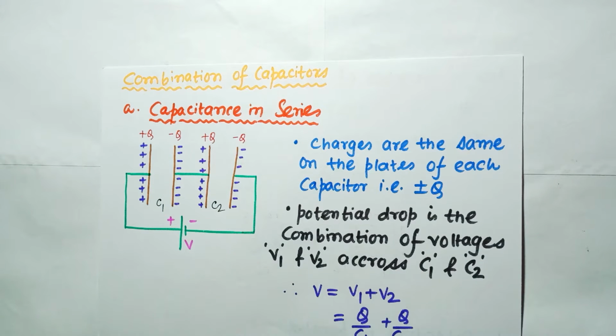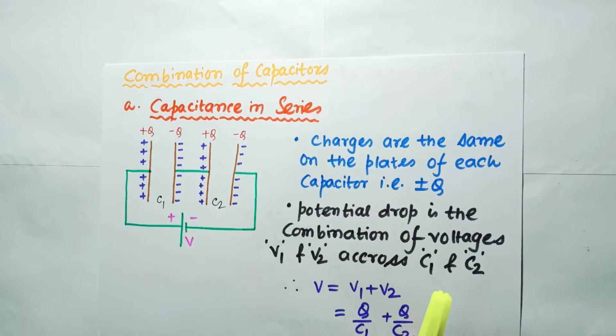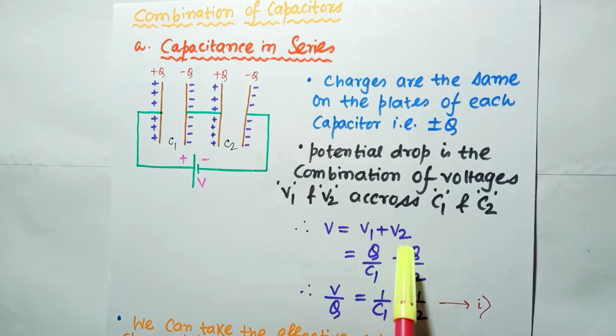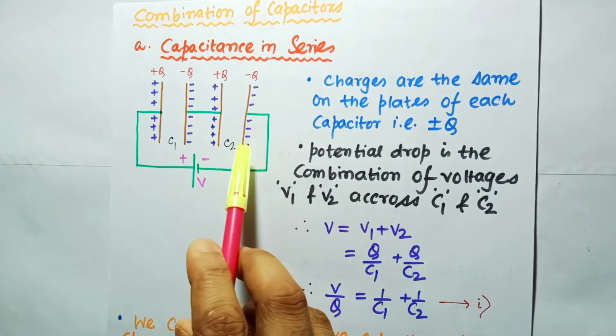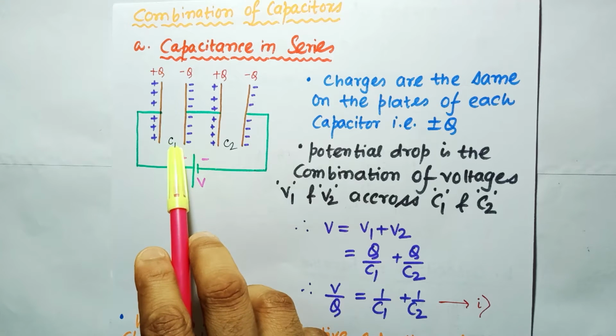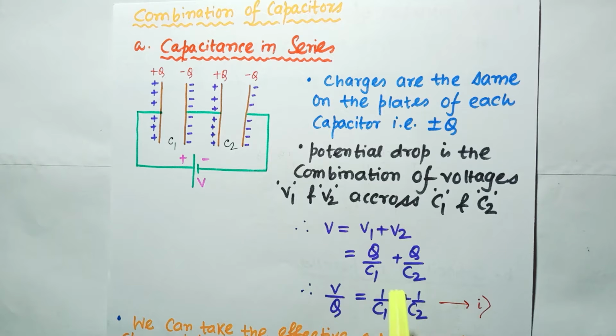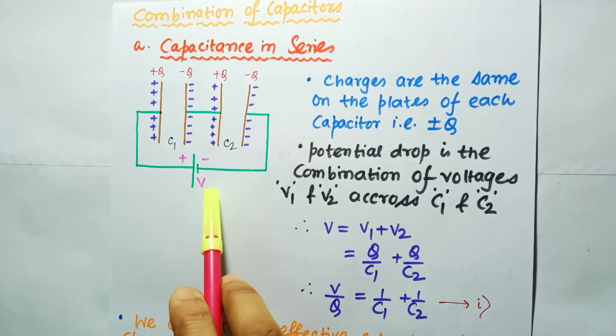So the charges are the same on the plates of each capacitor, plus Q and minus Q, and the potential drop is the combination of the voltages V1 and V2 across the two capacitors. This is the biasing voltage V. So V must be equal to the sum of the two different voltages V1 and V2 across these two capacitors. Across capacitor C1 the voltage is V1, across capacitor C2 it is V2. So V must be the addition of the two voltages V1 and V2.